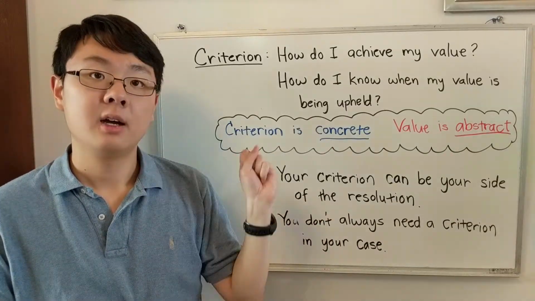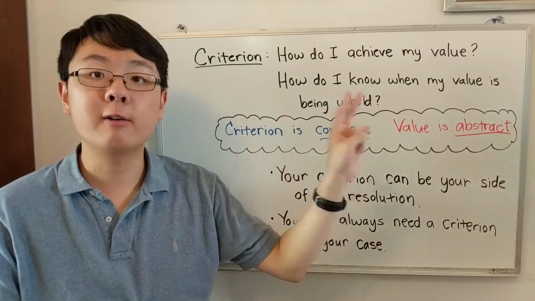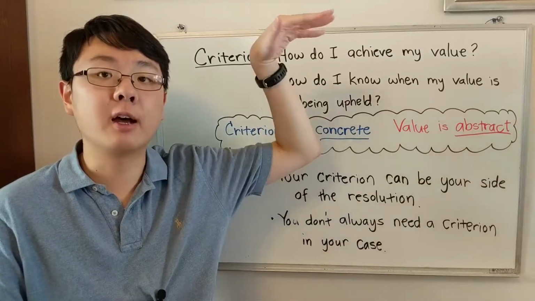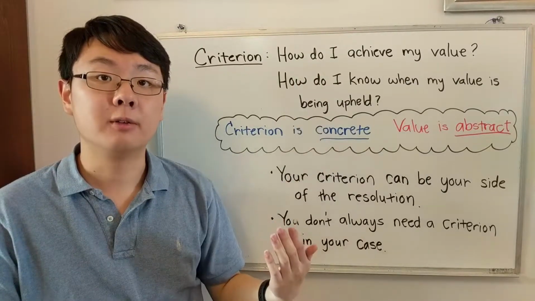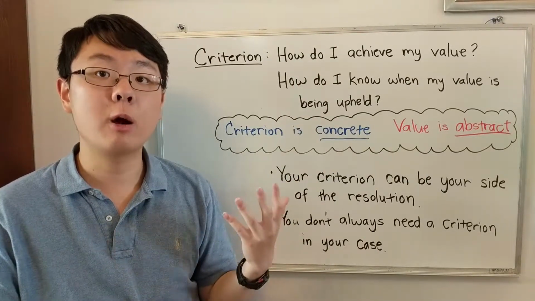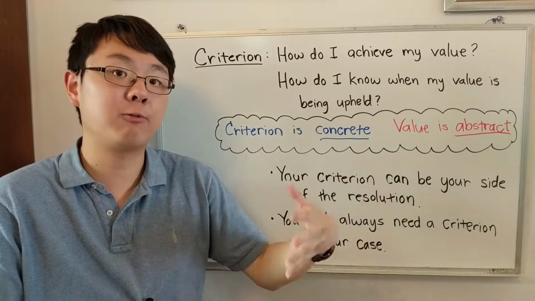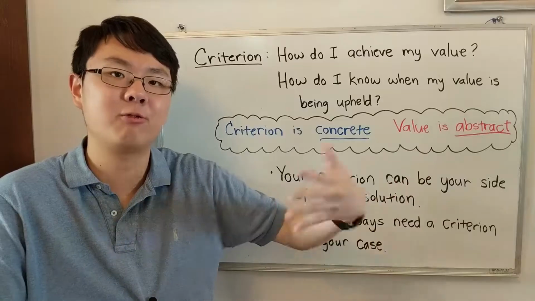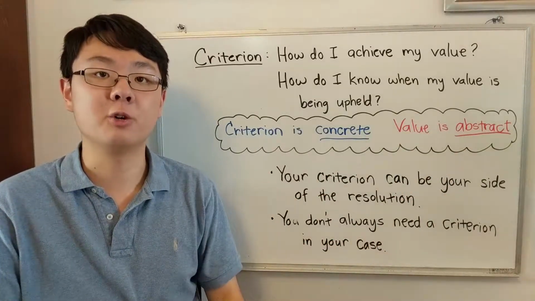That's the first way. The second way that you can use a criterion is as a measure or indicator of when we've reached the value, when we've accomplished the value. So for example, if your value is freedom, how do we know when we have freedom? You might say maybe the criterion is freedom of the press. When we have freedom of the press, that's a good indicator that we have freedom in general, or something like that. That's just an example. There are probably better examples you could use.